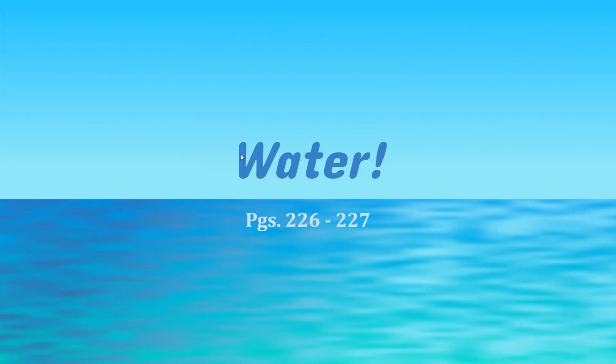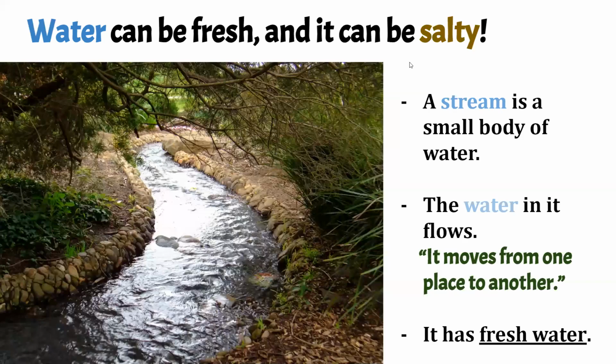So you have to pay attention to this piece of information, okay? We have to know that water can be fresh and it can be salty, okay? So here we have a picture of what? A picture of a stream. And what is a stream? It is a small body of water. As you can see, it is very small. And how can you tell it is a stream? It's not deep, okay?